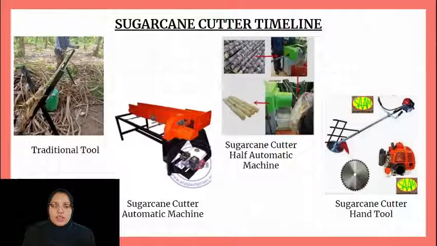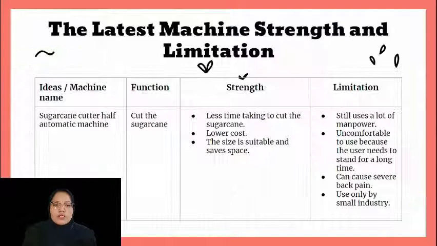Next, I will explain the machine strengths and limitations. For the semi-automatic machine, the limitations of this machine outnumber its advantages. This is because this machine still uses a lot of manpower, and it is uncomfortable to use because the user needs to stand for a long time, which can cause severe back pain, and it is only used by small industry.